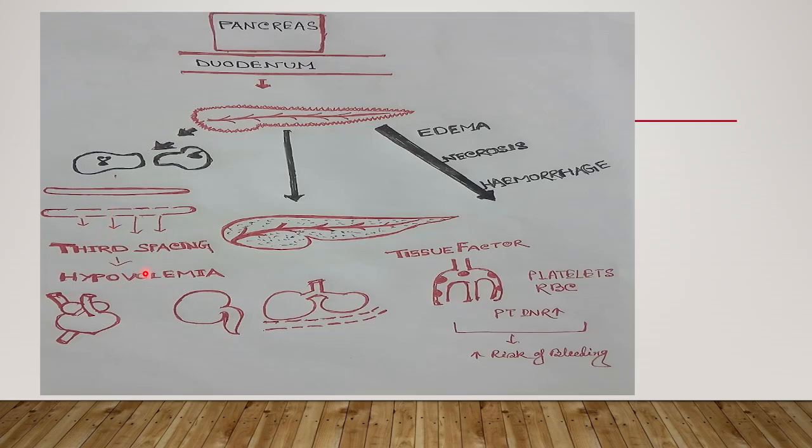This hypovolemia affects our organs also. First, the heart. The cardiovascular system depends on blood volume. If low blood volume is present, hypovolemia is present, third spacing is present, then what happens? Blood pressure will decrease. When blood pressure decreases, blood does not perfuse the organs properly. When blood pressure decreases, then perfusion of organs is decreased, and then what happens? Shock will happen.